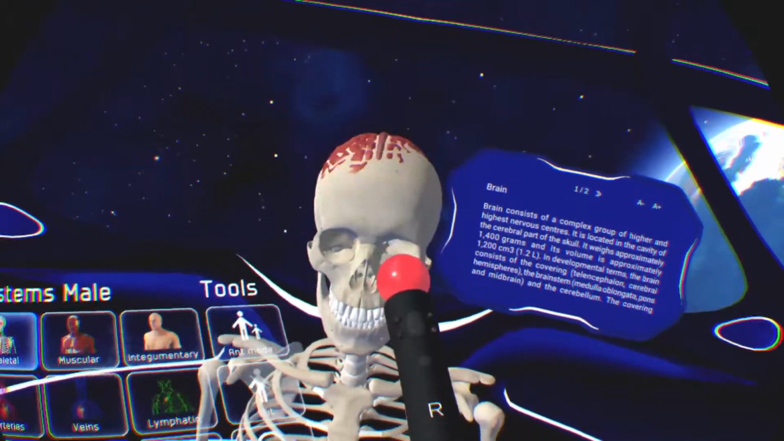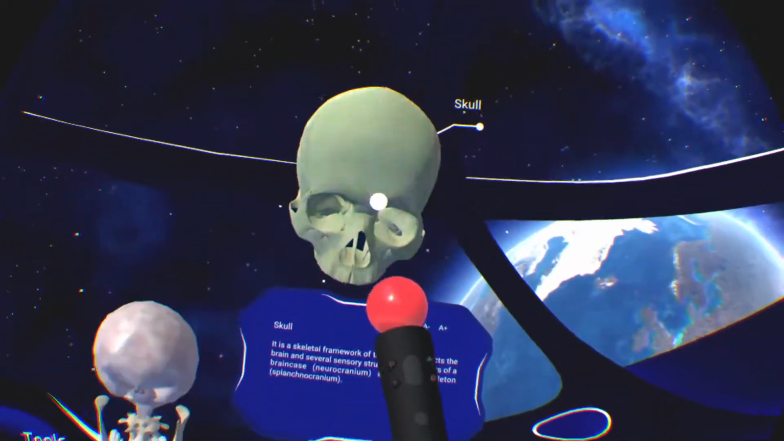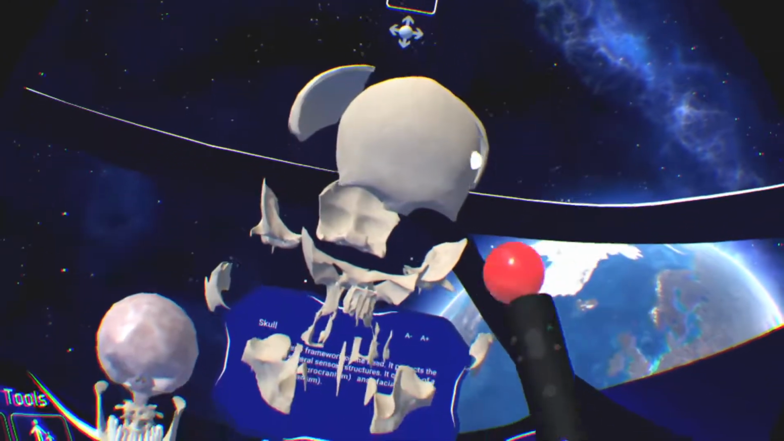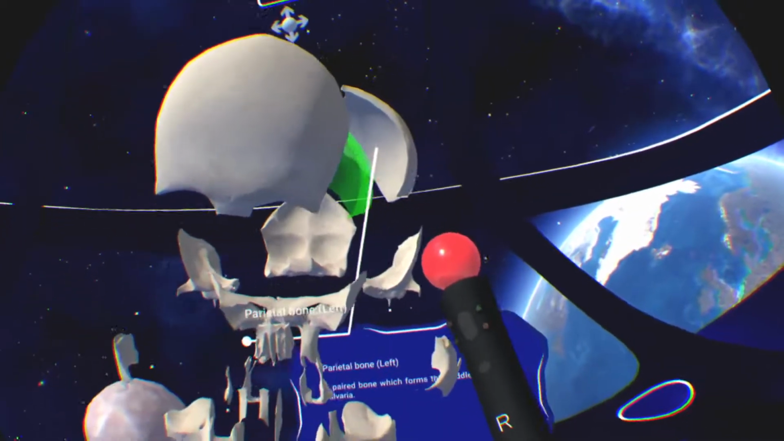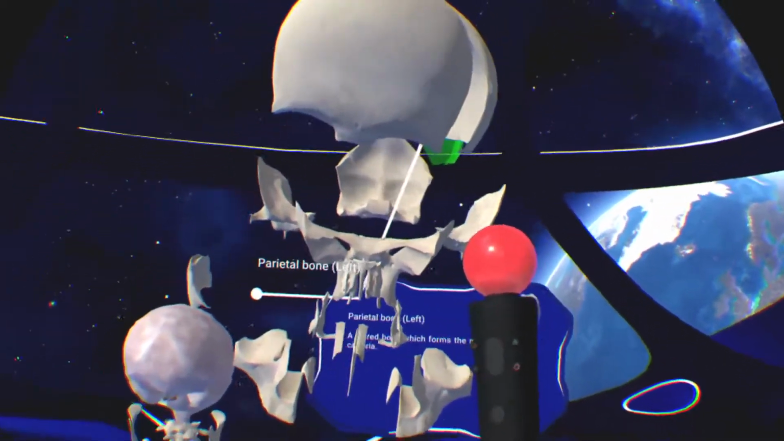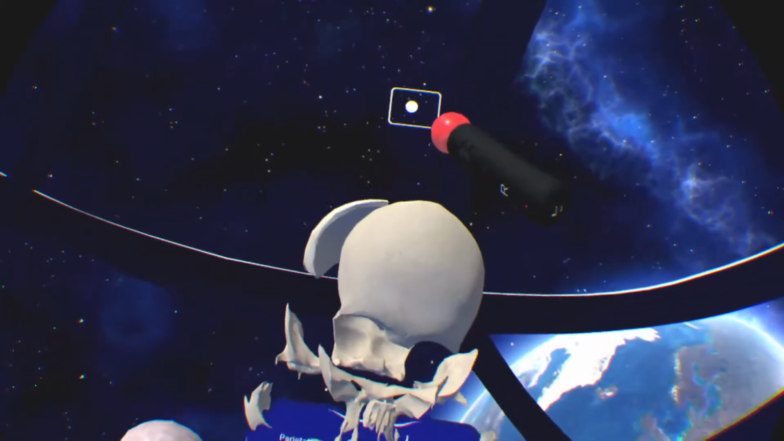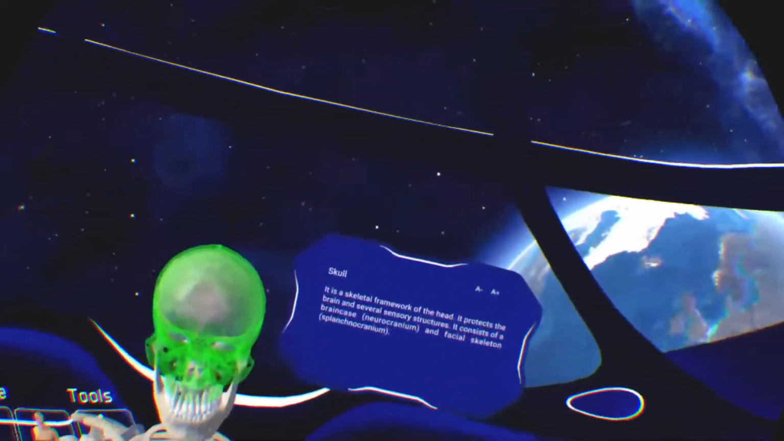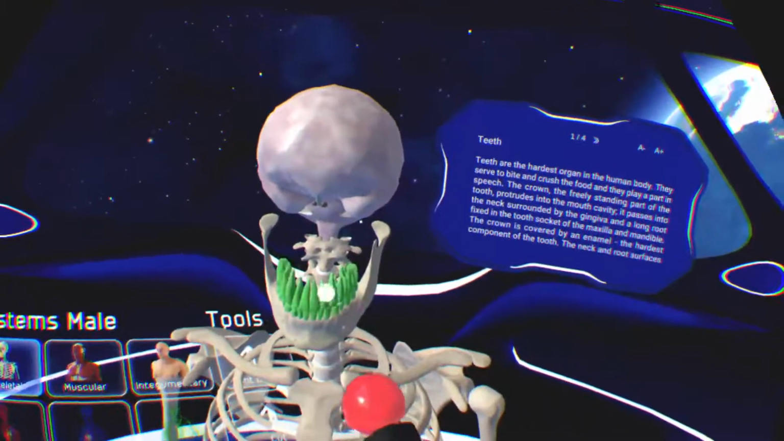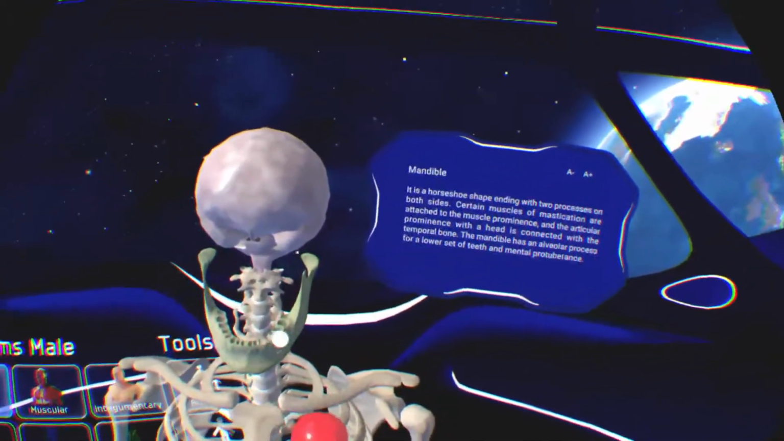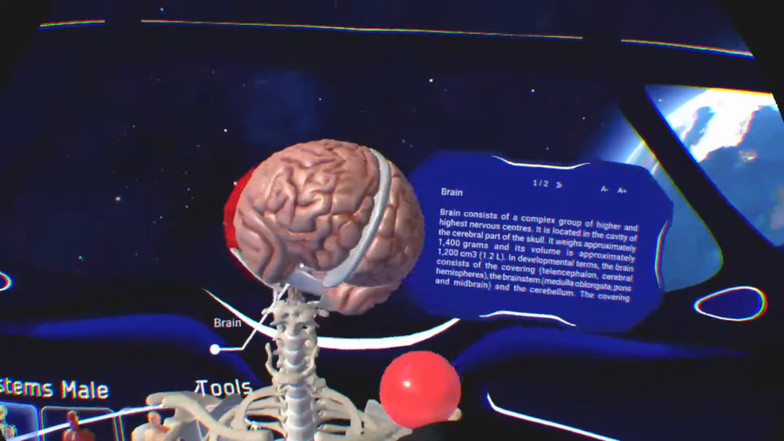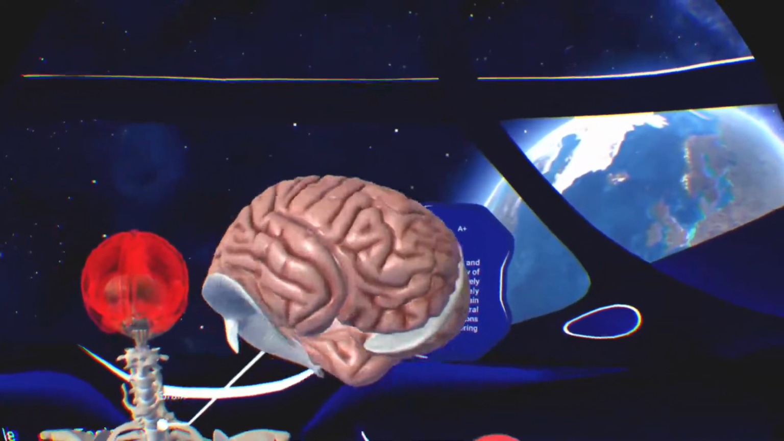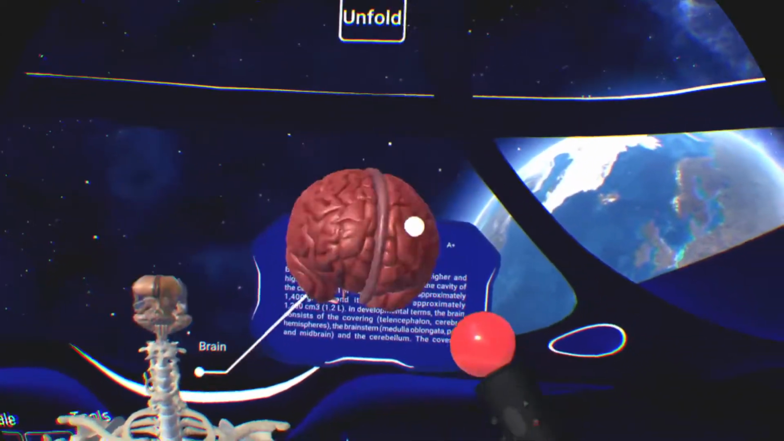Actually, the brain is protected by the skull. The skull, you can unfold it. Actually, it's a lot of smaller pieces of bone that have joined together. Okay, then we have to remove it: the teeth, the jaw, the membranes. Okay, then we have a look. Here is the brain.